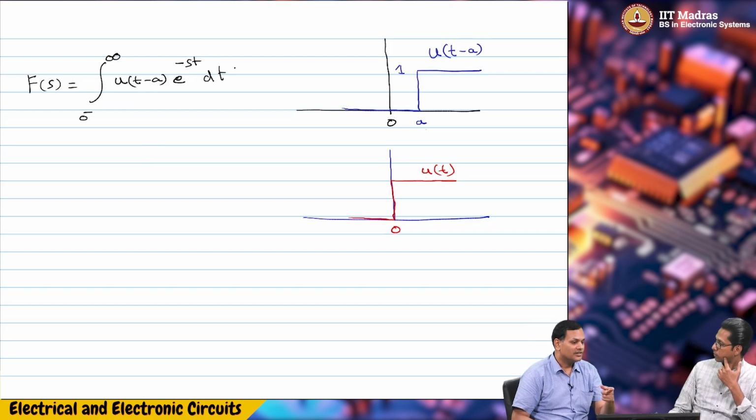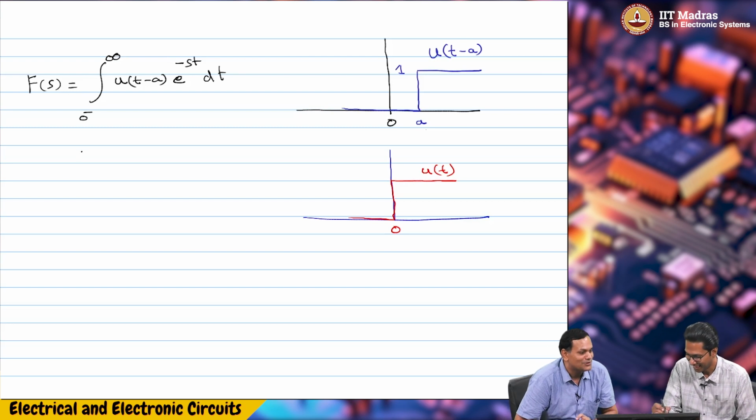When we said f of t has a capital F of s, so when we make a change to the time domain signal, we normally expect a change in the Laplace transform also. Our F of s should look similar to what we got, 1 over s, but slightly different. It should be a modified form of what we got earlier. That's what we expect.